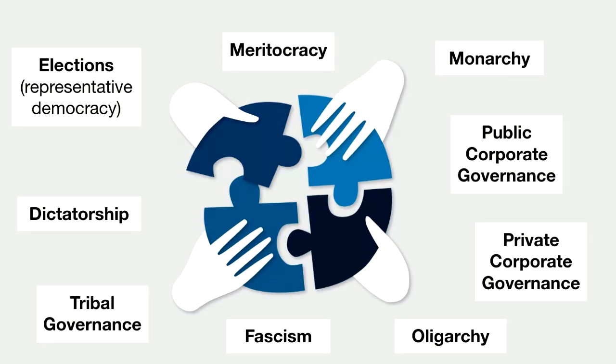This is a reasonably comprehensive list of the prevalent forms of governance that we see. There are elections, obviously, which is a characteristic of a representative democracy. Representative democracy being a system where we vote for people to make decisions for us, decisions inevitably about policies or regulations. We have a dictatorship where one person makes the decisions.